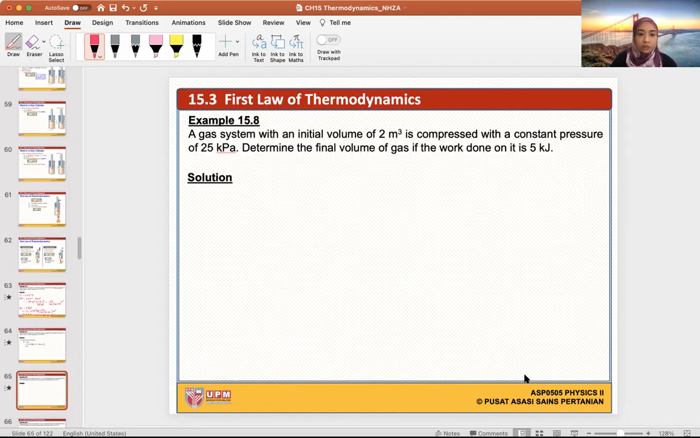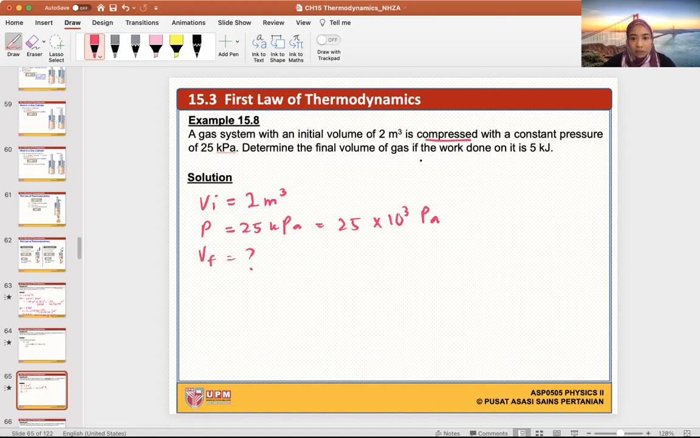Keep moving on. Next one. A gas system with an initial volume of 2 m³. So this is our V initial, 2 m³, is compressed. So work here, compressed, so we know maybe it's a positive work. With a constant pressure of 25 kPa, kilopascal, or 25 times 10 to the 3 Pascal. Determine the final volume of the gas. So it's asking what is V final, if the work done on it is 5 kilojoules.